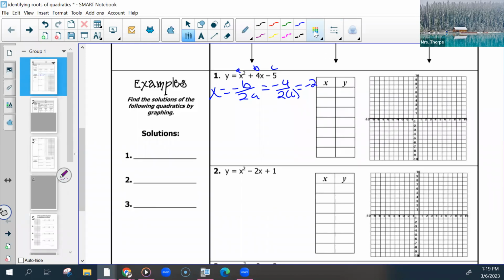And then we're going to find our y value, same as before, put -2 in for all your x's. Be careful with your parentheses and negatives.